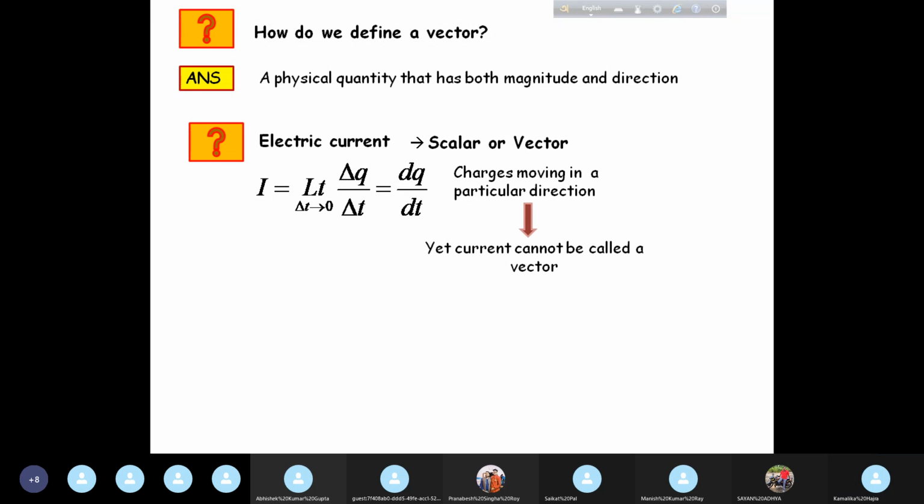So why can current not be called a vector? Can someone give me the answer? Why do we not call current a vector, although it definitely flows in a certain direction and not in any random direction?